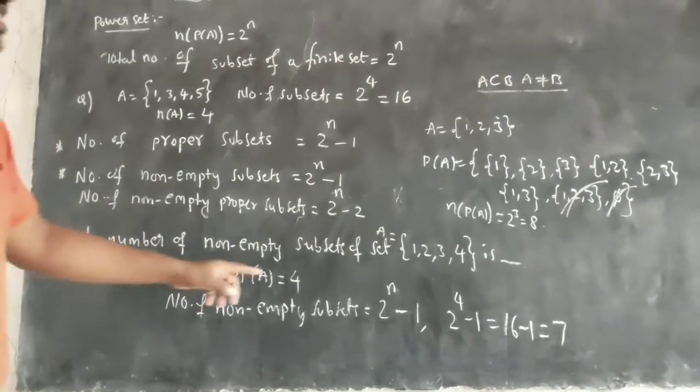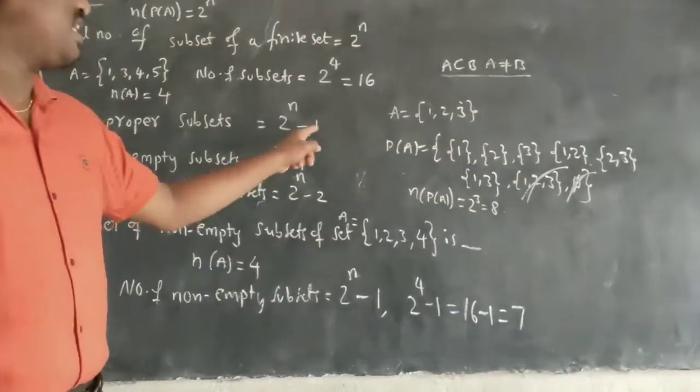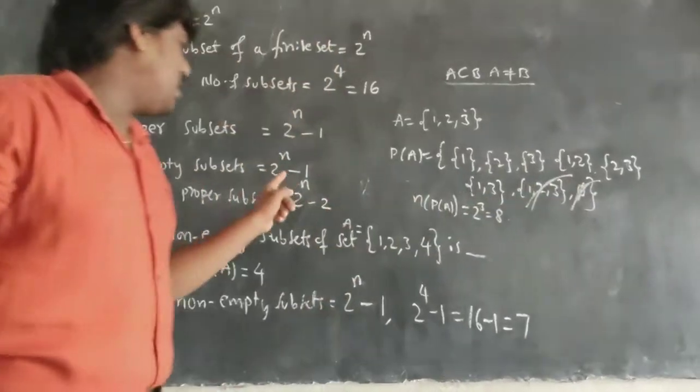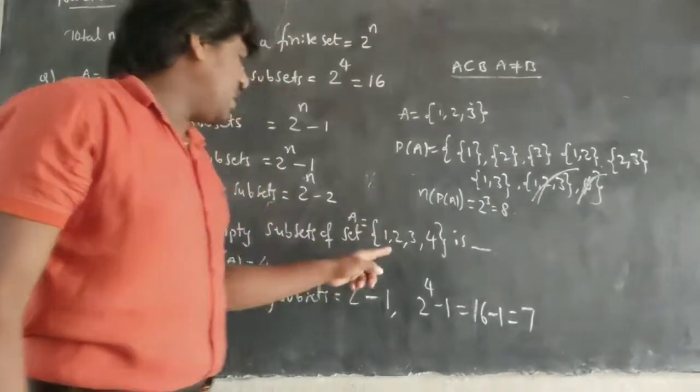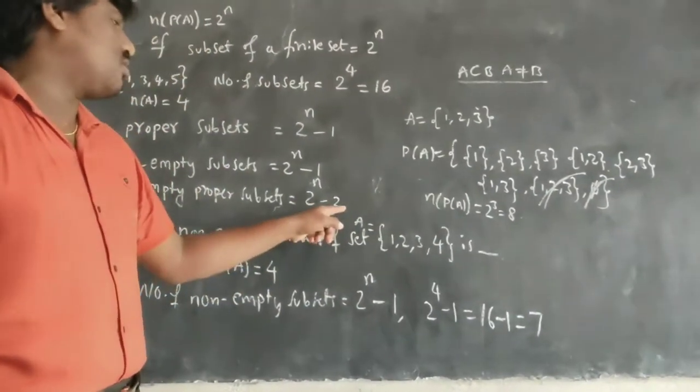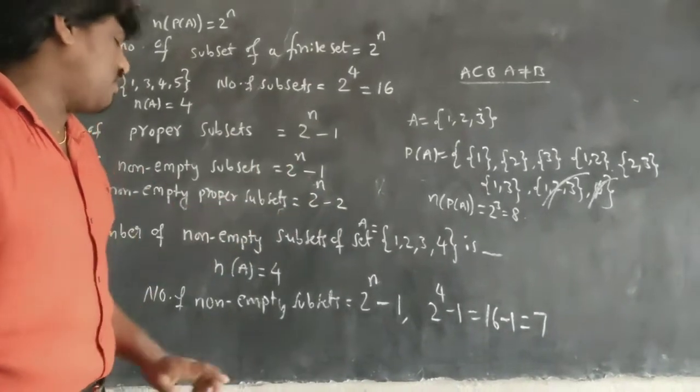So here we are removing only one element, so minus 1. We are removing two elements in this case, so minus 2. 2 power n minus 1 is the formula.